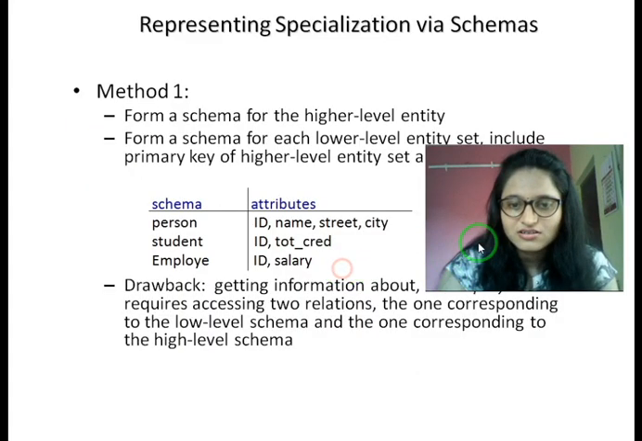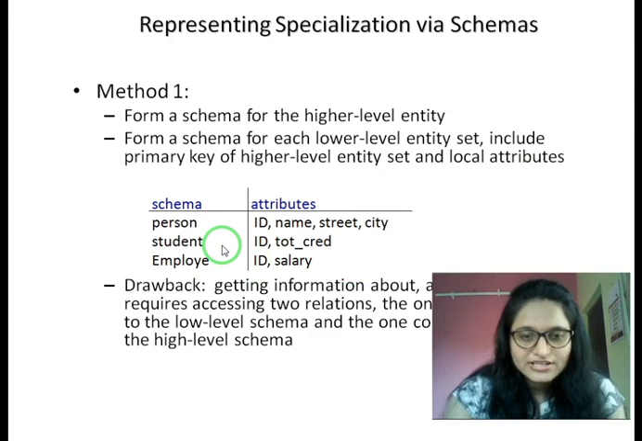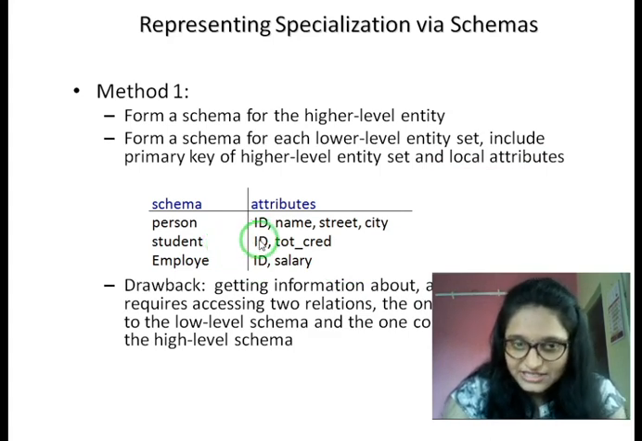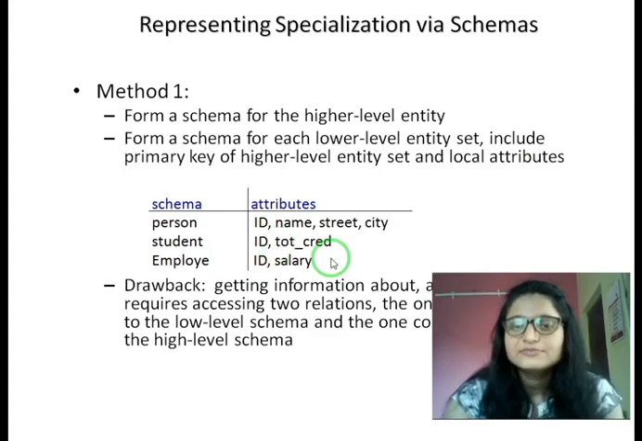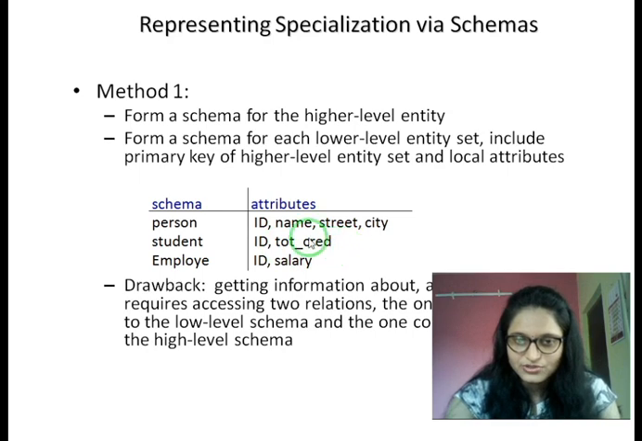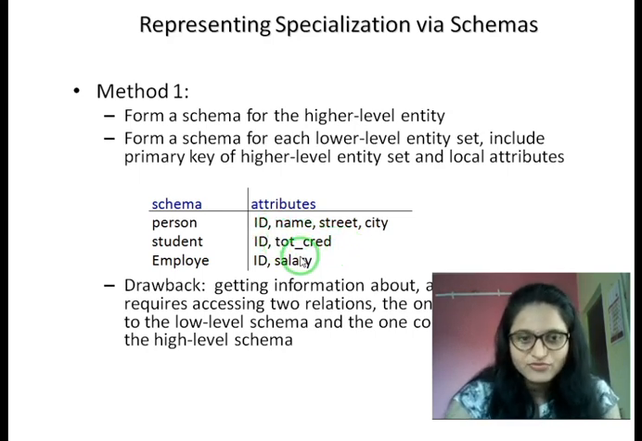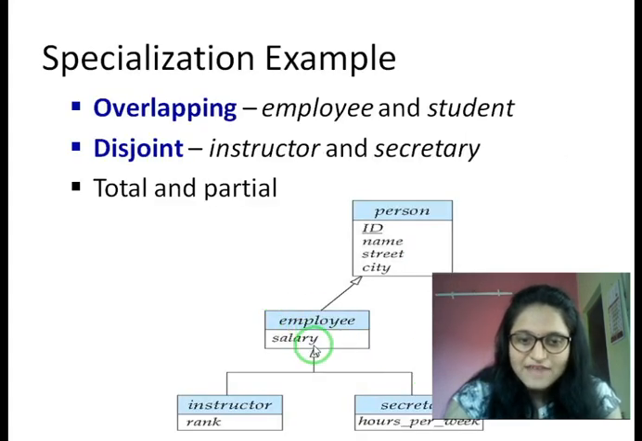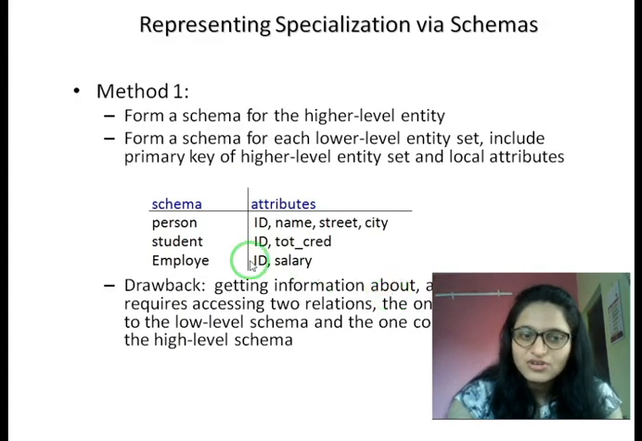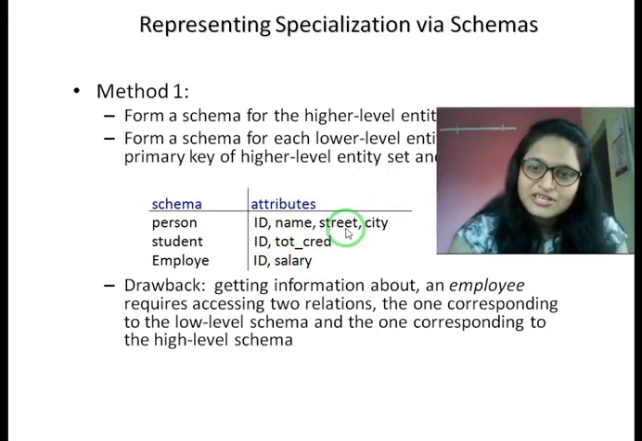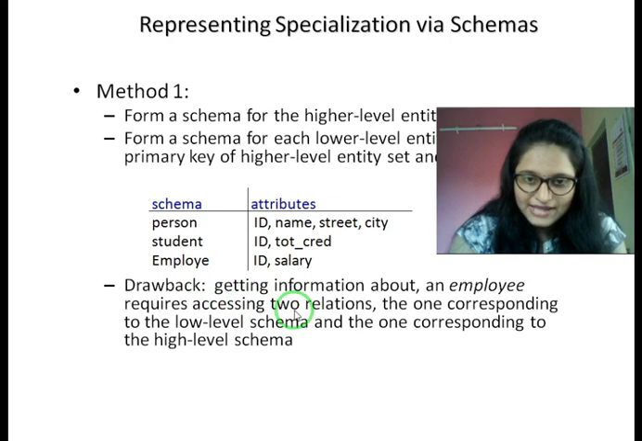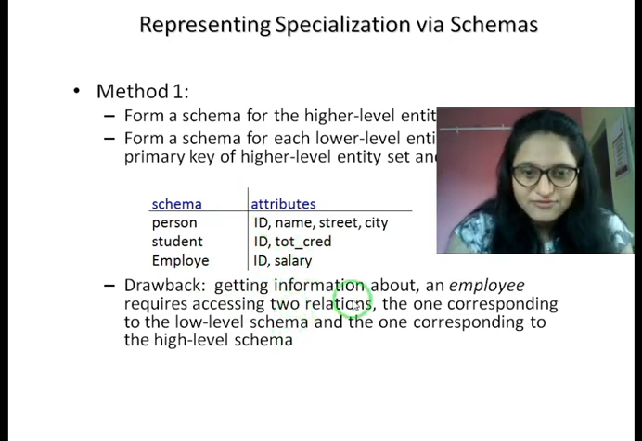So the student attributes are the primary key of the parent entity, that is ID, and its own attribute, that is total credit, the one attribute for the student. Now employee: under the employee, see here, employee has salary as its own attribute and ID as the primary key of the parent entity.